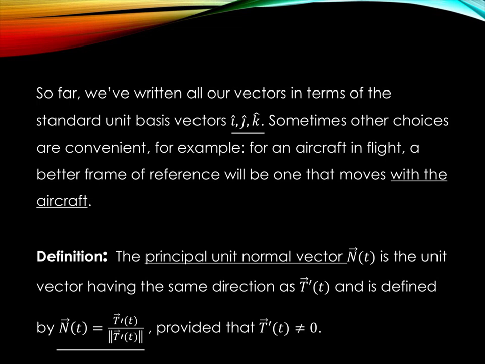It's another unit vector. It's a unit vector having the same direction as T prime. We just found capital T a minute ago, right? It will be the same direction as the derivative of that, and then turned into a unit vector. This is a principal unit normal vector.